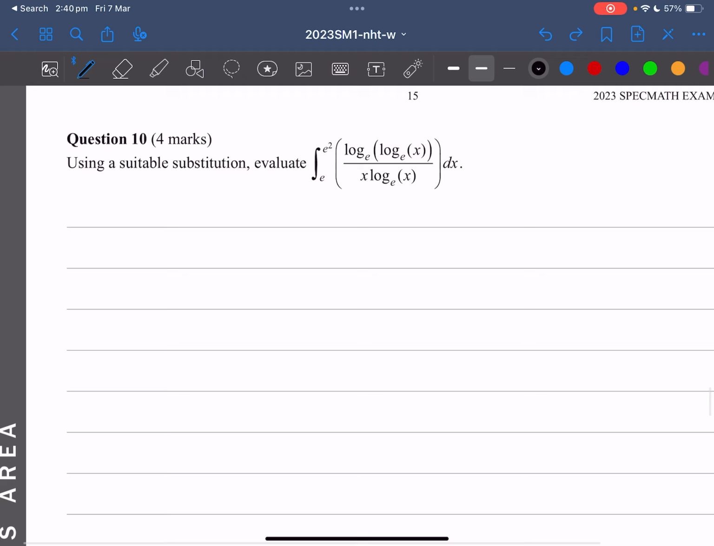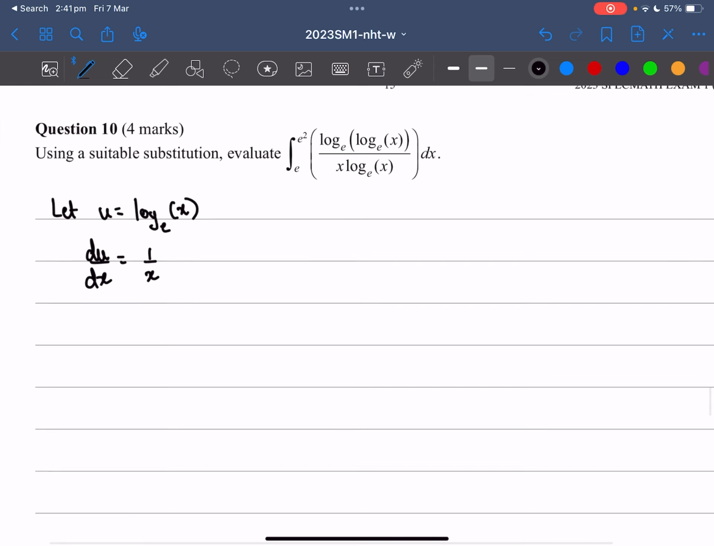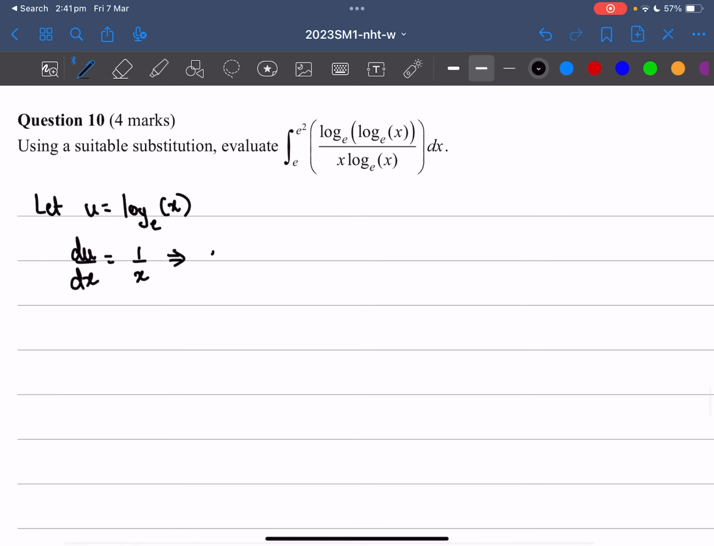Okay, so use a suitable substitution and evaluate this integral over here. Well, we can start off by substituting natural log as u. So let u equal log base e of x. That would mean that du dx is equal to 1 on x, which would mean that dx is equal to x du.